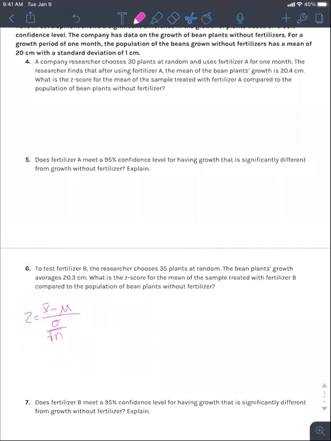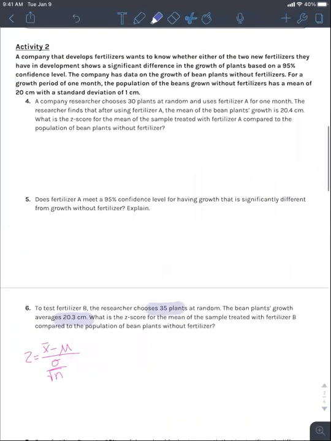Okay, so our sample mean this time is 20.3. Our sample size is 35. The mean of our population is still 20, and our standard deviation is 1. So I'll plug in all of those numbers. Do that in the calculator and tell me what you get. We should have 20.3 minus 20 over 1 over the square root of 35.